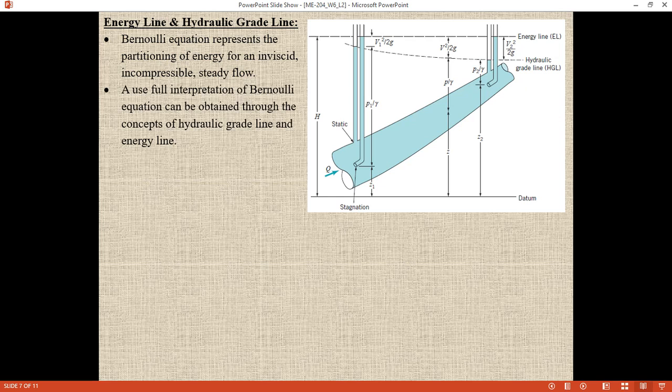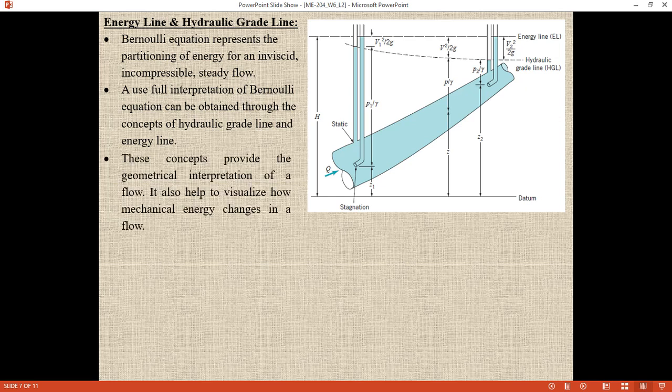A useful interpretation of the Bernoulli equation can be obtained through the concept of hydraulic grade lines and energy grade lines. We will see how the energy grade line and the hydraulic grade line are useful and what exactly they are. What is the outcome of these grade lines? These concepts provide a geometrical interpretation of a flow. They also help to visualize how mechanical energy changes in a flow.